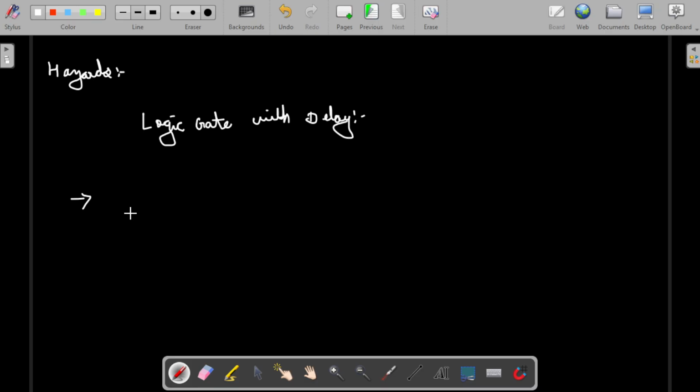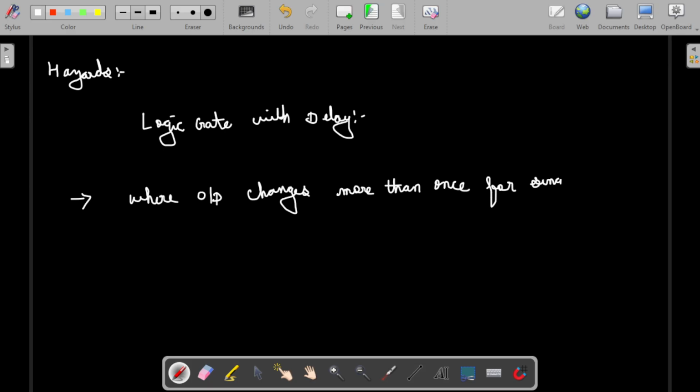So hazard is a condition where output changes more than once, so output changes more than once for a single change in input. Okay, I hope it is understood. So there are generally two types of hazards. One is static hazard and another one is dynamic hazard. So static and dynamic. Each has its own individual explanation.